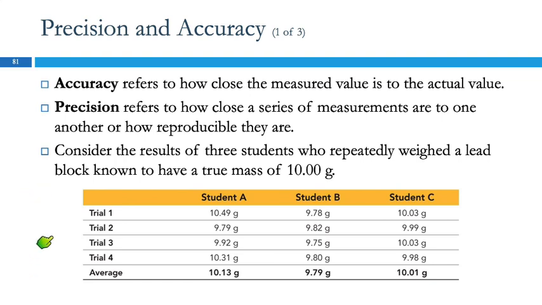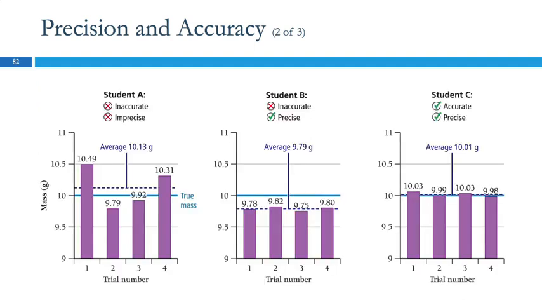So here's some results from 3 students weighing a block of lead that weighs 10 grams. And from the table, it's really hard to tell what we're looking at there. This is why scientists like to graph things, because it allows us to see what's going on.